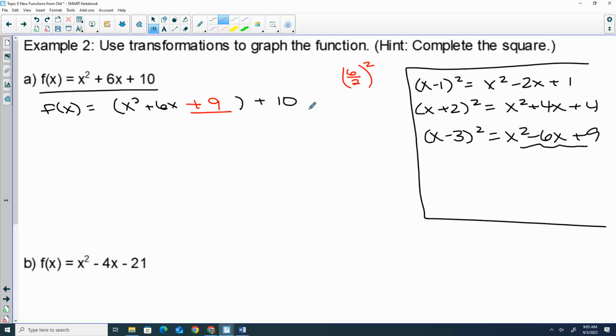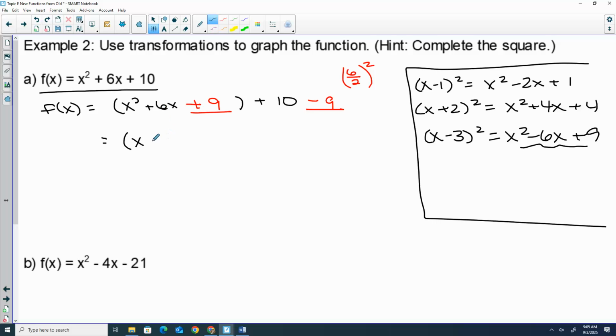Now, we have to cancel that out. When we first did it, we worked with both sides of the equation. So if you added 9 to one side, you added 9 to the other. If I'm keeping it all on the same side, if I add 9, what else do I have to do to cancel that? Subtract 9. So this is equivalent to my original problem. I haven't changed it. But I rewrote it so that this would factor.